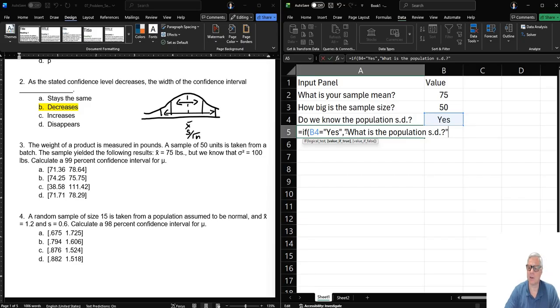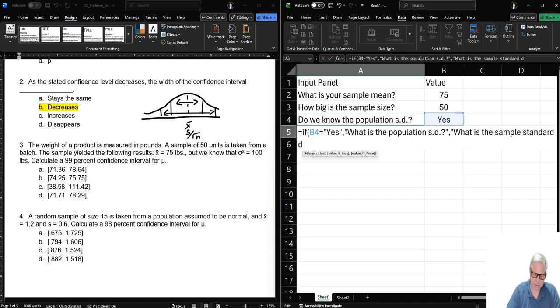And then we close this with quotation marks, and then we enter a comma, and Excel wants now the value if false, which is if it's not yes, well then it is no, and then we prompt the question, what is the sample standard deviation? And again I abbreviate that with SD, question mark.